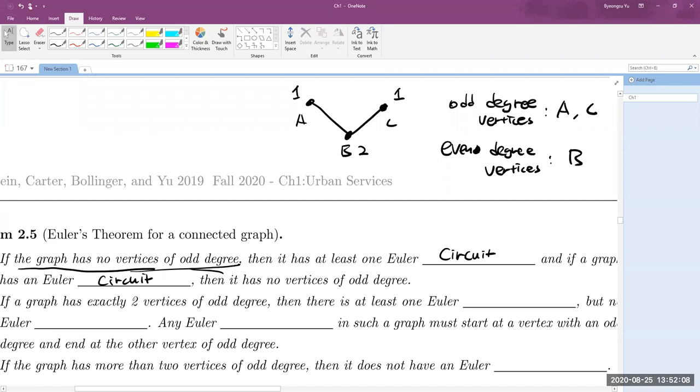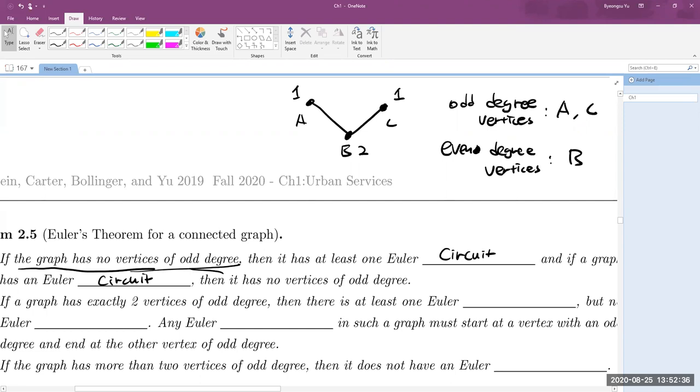To find an Euler circuit last time, we used trial and error. We just tried to make some path containing everything and go back to the original point. But without testing, if you just count the degrees of the vertices, then you know whether there is an Euler circuit or not. So that's what Euler found.